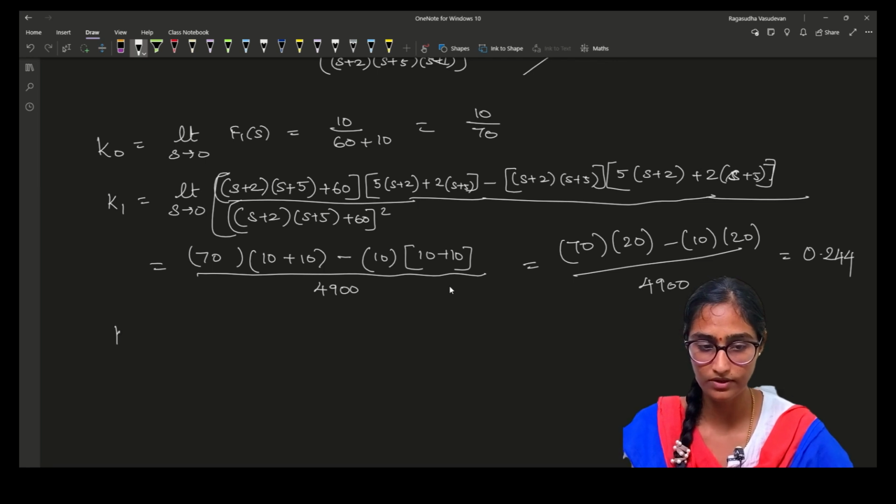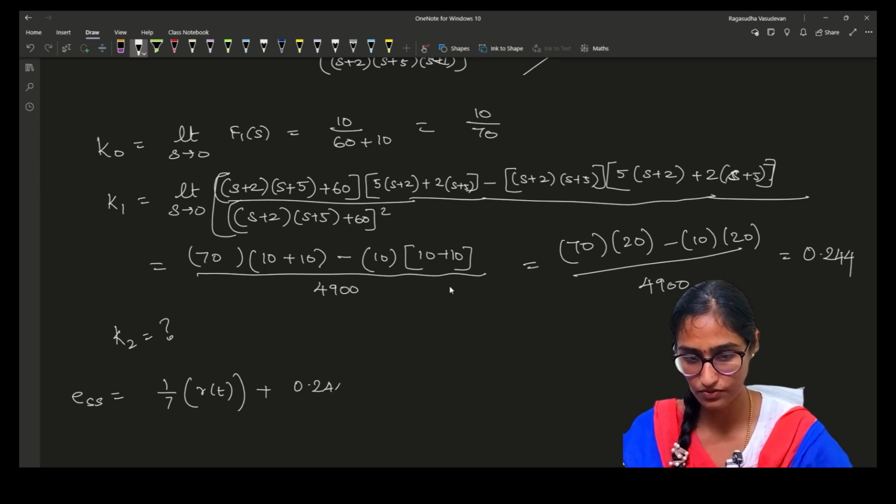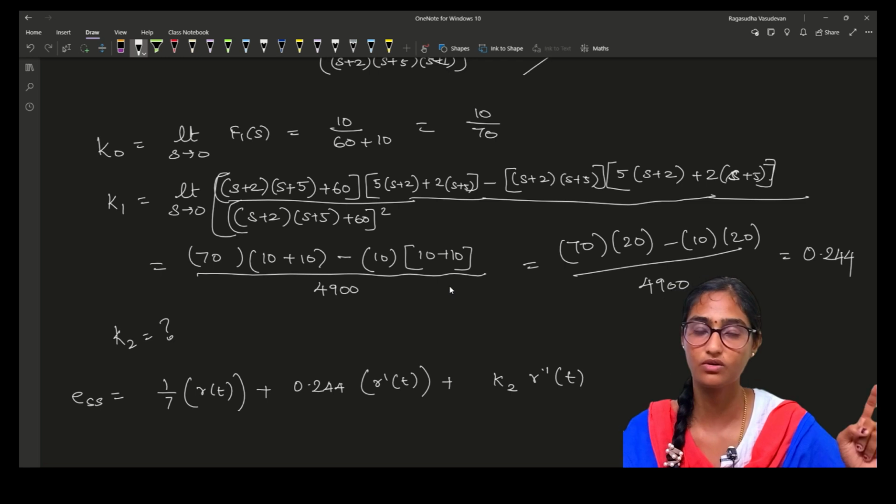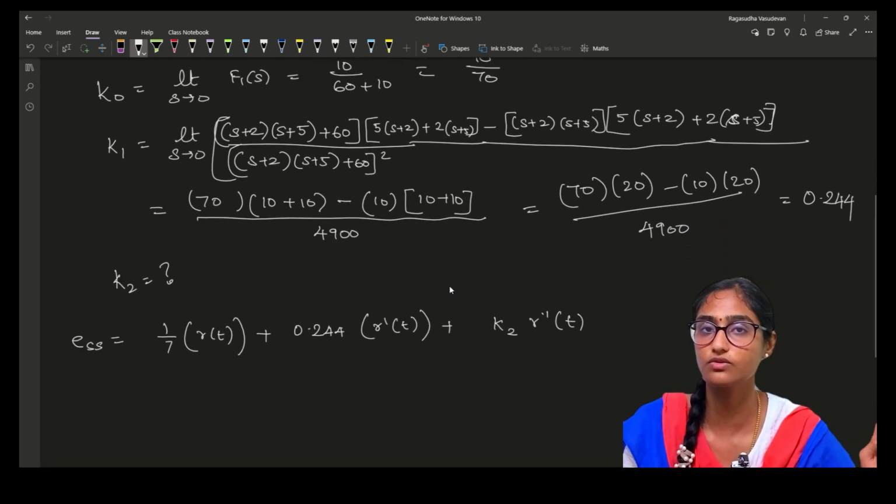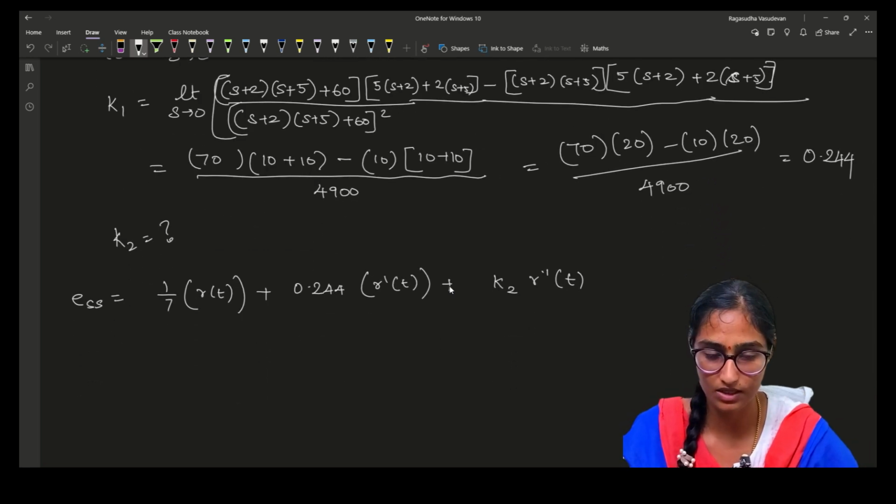Okay, and similarly find out the value of K2. So now what is the error coefficient? K0 is 1 by 7 into R of t plus 0.244 into R dash of t. Okay, and the next term is K2 into R double dash of t, which I've left for you to find out. What is K2 into R double dash of t? You're just going to find out and let me know in the comment section.